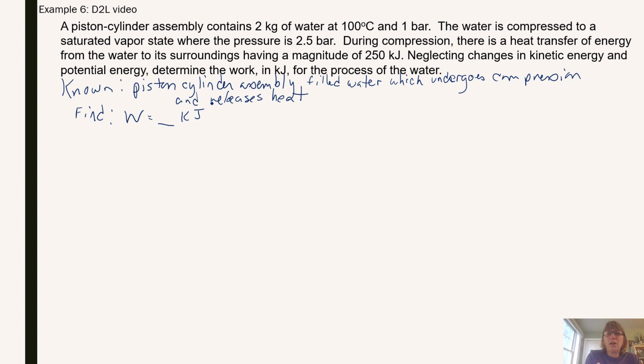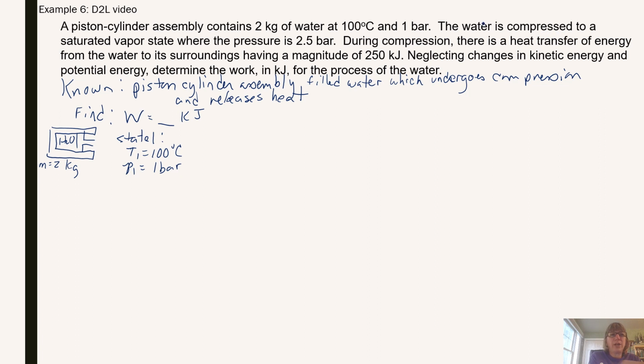Okay. So we have a piston cylinder, and we're going to neglect kinetic and potential energy. So I'm going to draw it this way. And we know we have some water in it. There are 2 states. State 1, we know the mass is 2 kilograms, and that's at state 1. Temperature is 100 degrees Celsius, and the pressure is 1 bar.